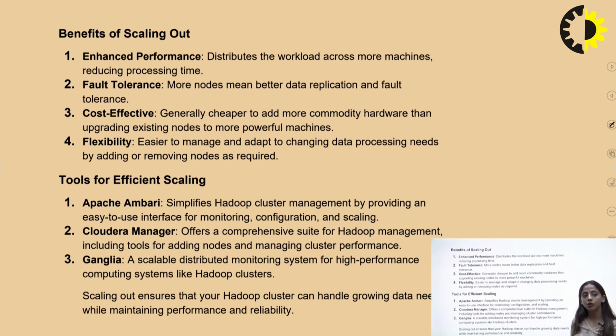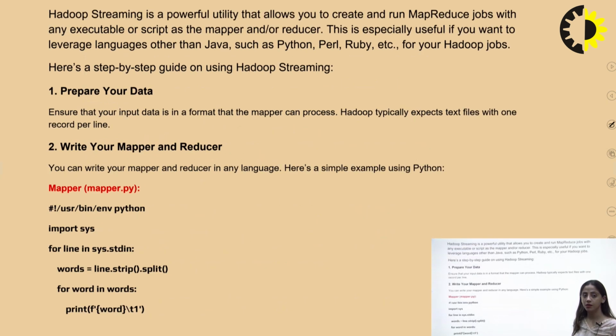Now there are some tools for efficient scaling. The first one is Apache Ambari. It simplifies Hadoop cluster management by providing an easy to use interface for monitoring, configuration and scaling. Second is Cloudera Manager. It offers a comprehensive suite for Hadoop management, including tools for adding nodes and managing cluster performance. Third one is Ganglia, a scalable and distributed monitoring system for high performance computing systems like Hadoop clusters. Scaling out ensures that your Hadoop cluster can handle growing data needs while maintaining performance and reliability.